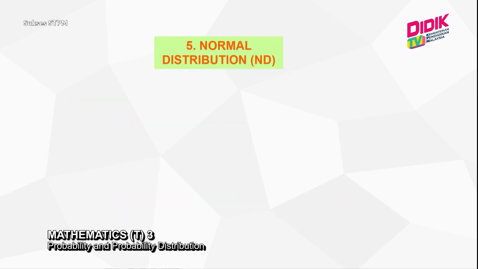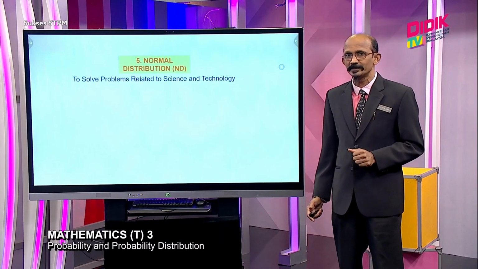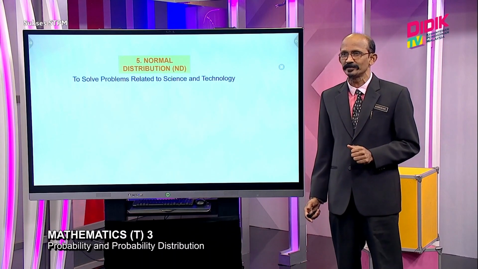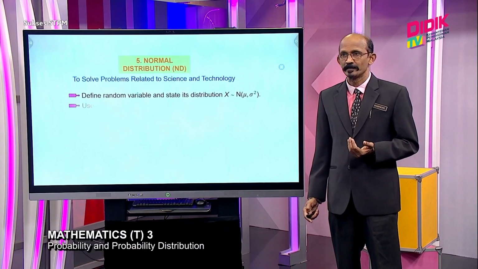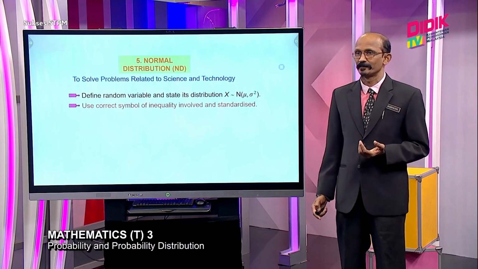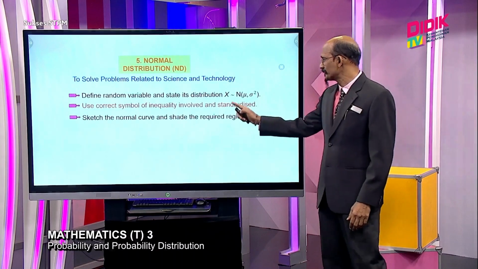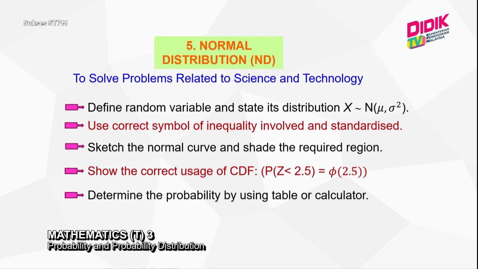The last part of this chapter is normal distribution. In normal distribution, you have 2 things. One is to solve problems related to science, mathematical science and technology. For this, you have to define your random variable and state the distribution. You need to use the correct inequality symbol and standardize. Next, you should be able to sketch the normal curve and shade the required region, and show the correct usage of CDF. Here, Sean, mostly students never write this. They tend to use the calculator and lose marks. Marks are deducted. And next, determine the probability by using the table or calculator.